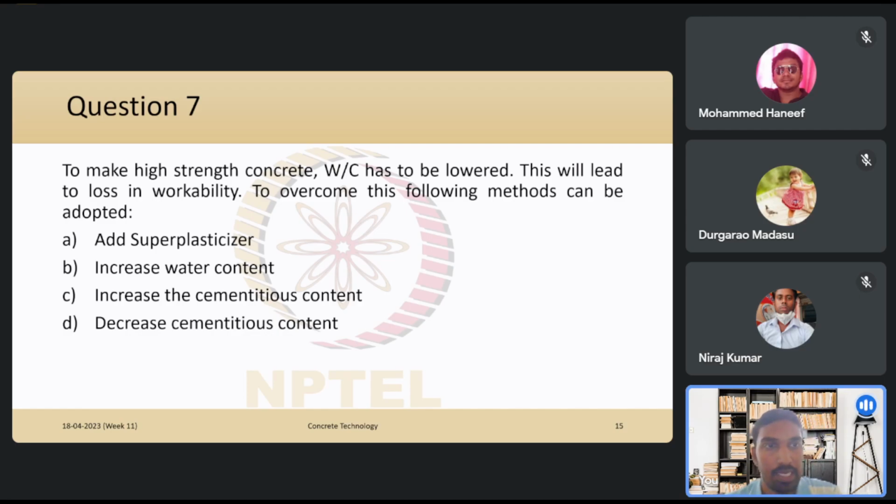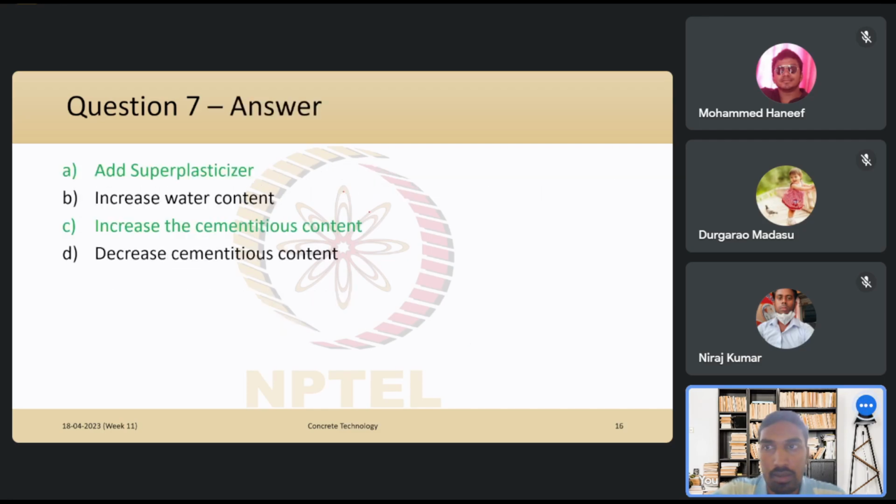We have one vote for options A and C. Okay, any other answers? Okay, so let's take a look at the answer. So the right options are both A and C, adding superplasticizer and also increasing the cementitious content.